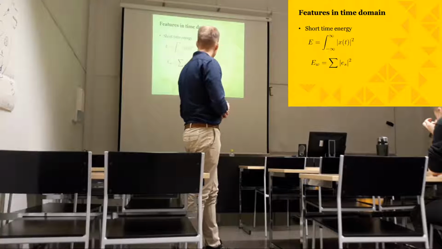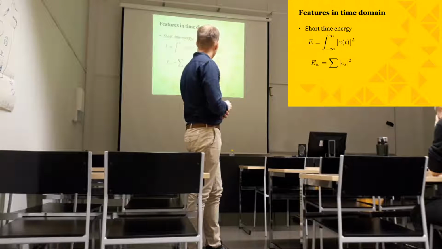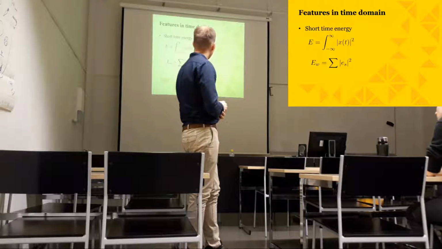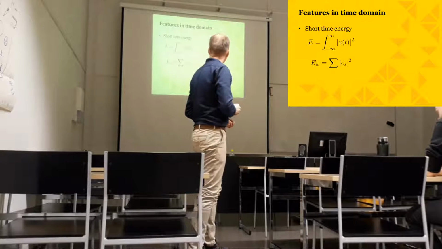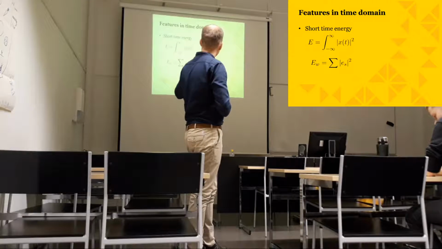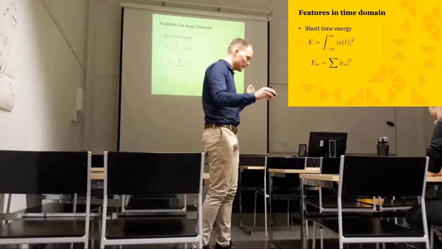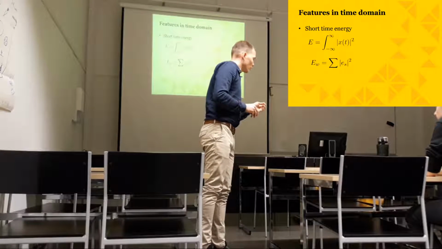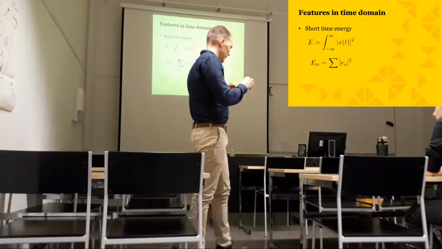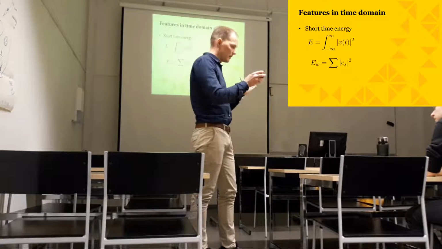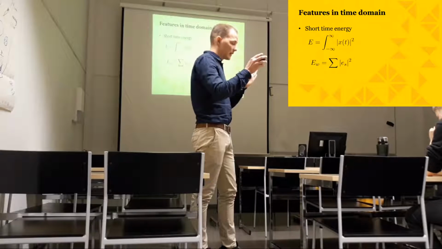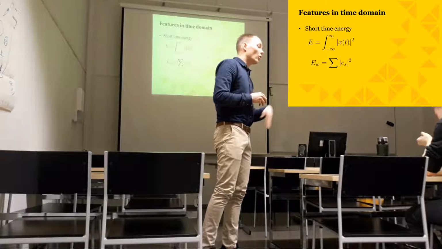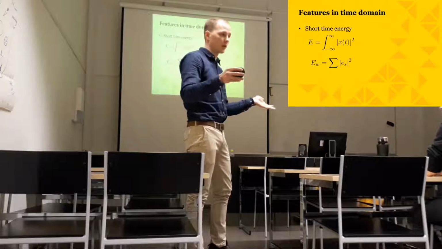Here are some examples of the features that we could want to examine in the time domain. Here's a formula of short time energy. The lower formula is for discrete signals, and the top one is for continuous signals. The discrete signal is like a limited signal from limited space. It has a start and an end. Whereas the continuous signal just goes on and on to infinity.